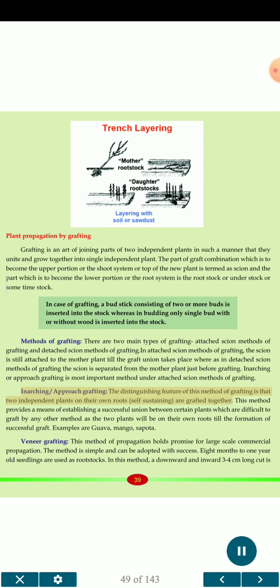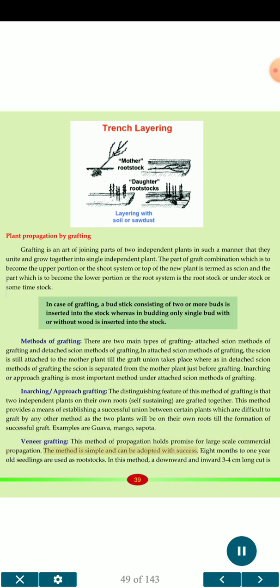Inarching, approach grafting. The distinguishing feature of this method of grafting is that two independent plants on their own roots, self-sustaining, are grafted together. This method provides a means of establishing a successful union between certain plants which are difficult to graft by any other method as the two plants will be on their own roots till the formation of a successful graft. Examples are guava, mango, sapota. 1-year grafting. This method of propagation holds promise for large-scale commercial propagation.